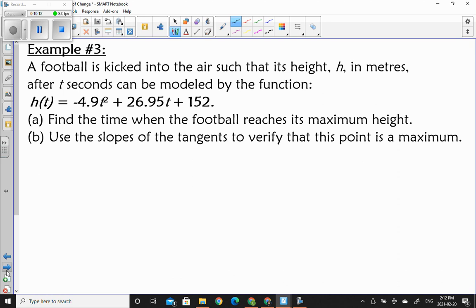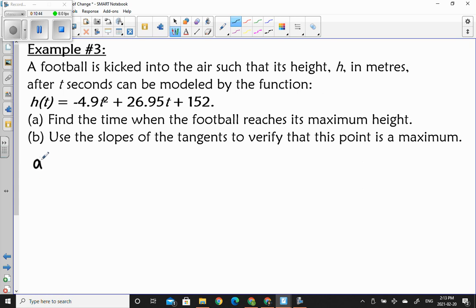And our last example for this lesson, we have a word problem. A football is kicked into the air such that its height h in meters after t seconds can be modeled by the function h of t equals -4.9t squared plus 26.95t plus 152. A, find the time when the football reaches its maximum height. And B, use the slopes of tangents to verify that this point is a maximum.